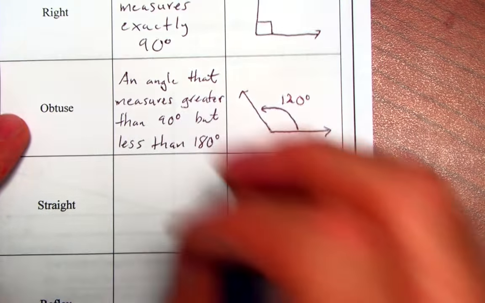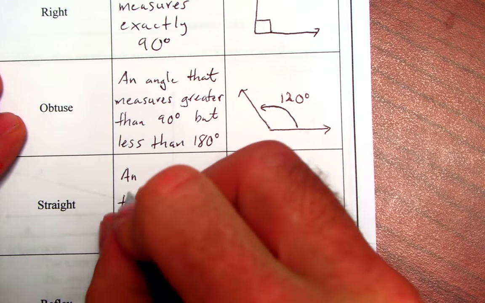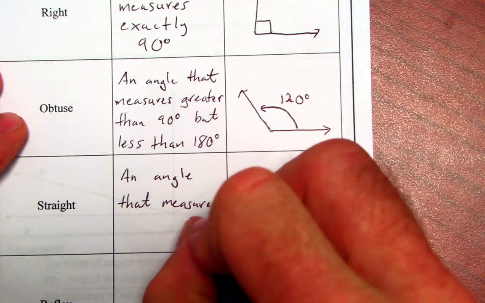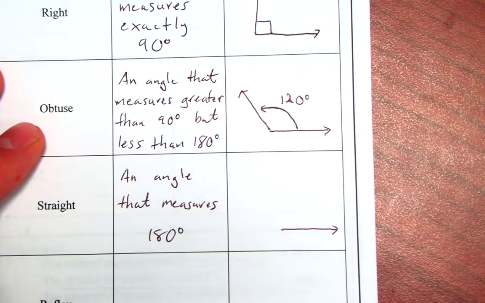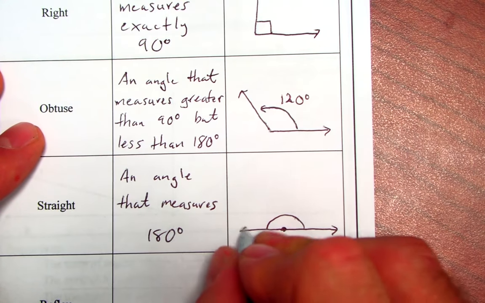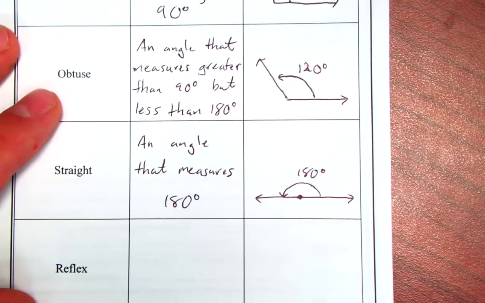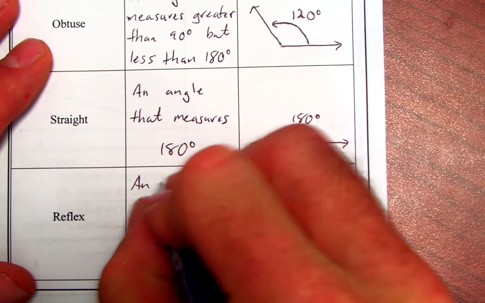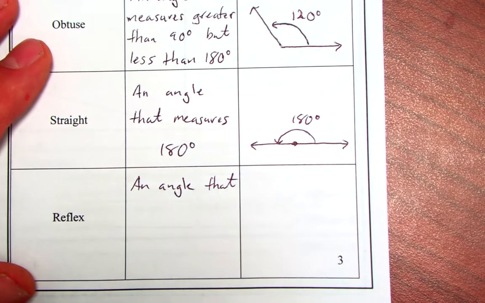A straight angle, that one's kind of in the name. It's an angle that measures exactly 180 degrees or makes a straight line. So you can say here's your initial side, and it opens up to make 180 degrees. And then our last one, a reflex angle, is an angle that measures greater than 180.